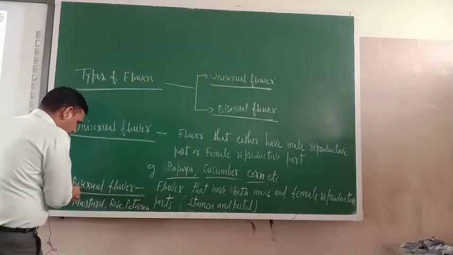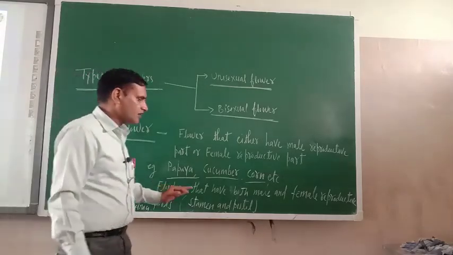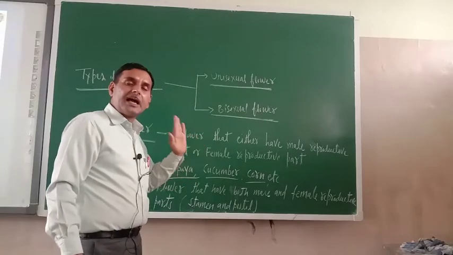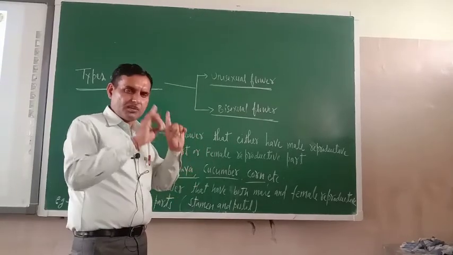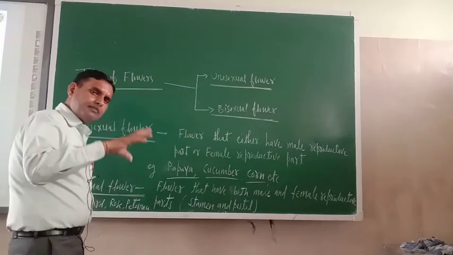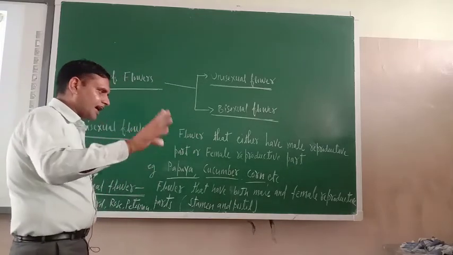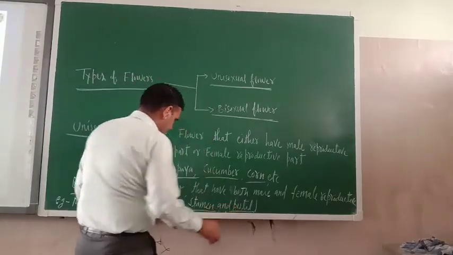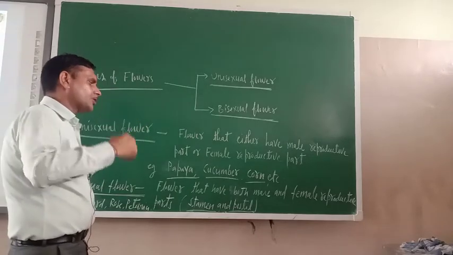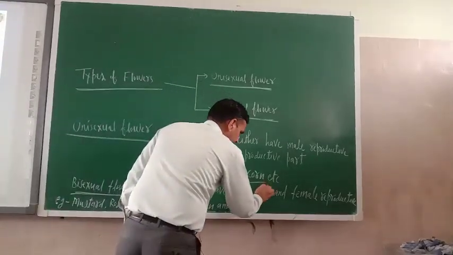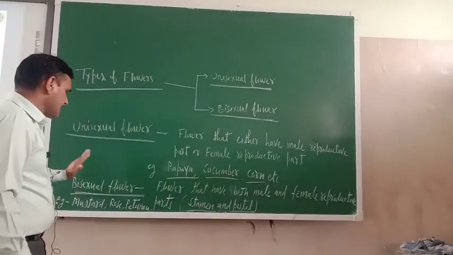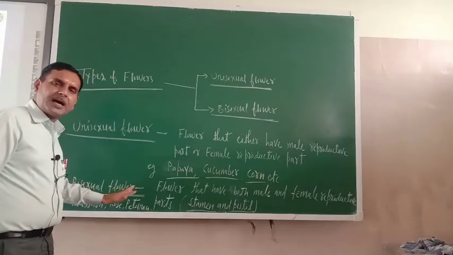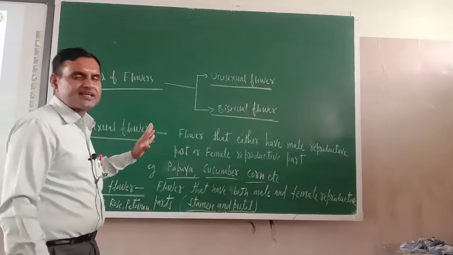Next one is the bisexual flower. Bisexual flowers are those flowers which have both male and female reproductive parts. Means such a flower will have both male and female reproductive parts, that is, they will have stamen as well as pistil. So the flowers which have both male and female reproductive parts are known as bisexual flowers. What are the examples? Mustard, rose, petunia, such kind of flowers are known as bisexual flowers.